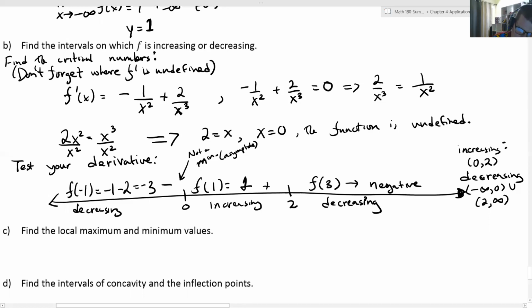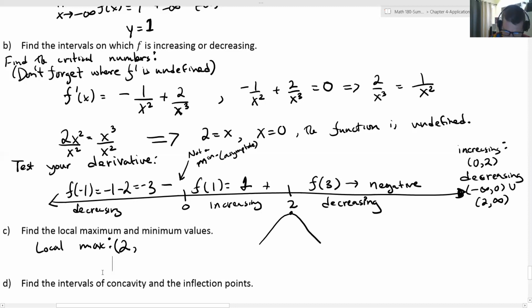So we will have a local, what is 2? Is 2 a max or a min? We have a local max, right? Because we're going from increasing to decreasing. So 2 is a max. We have a local max at 2, comma, okay.